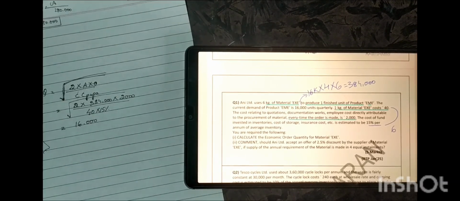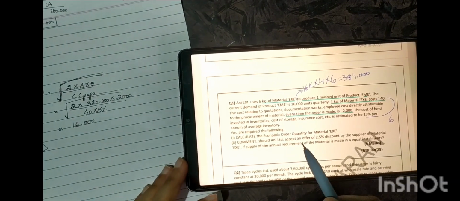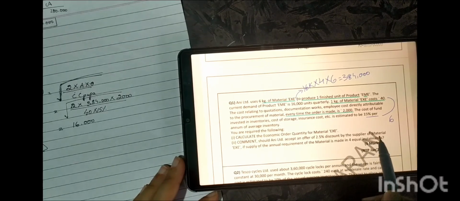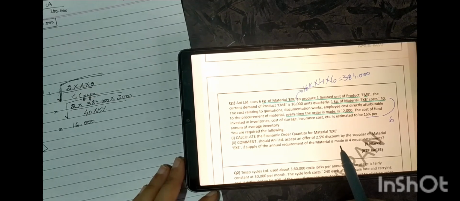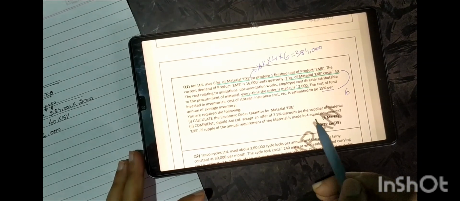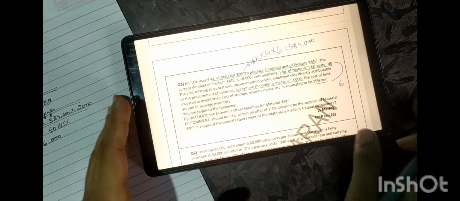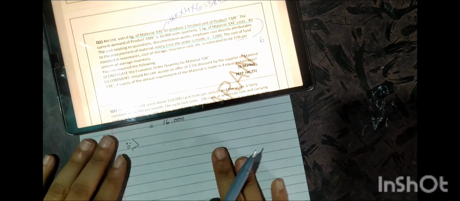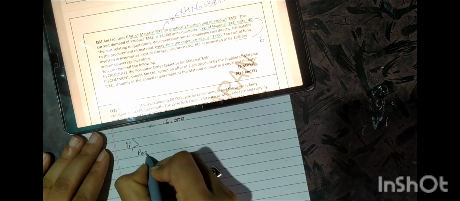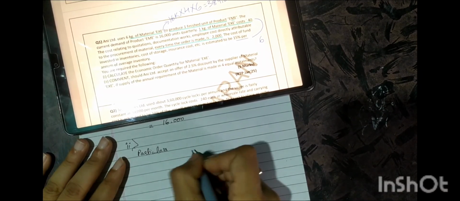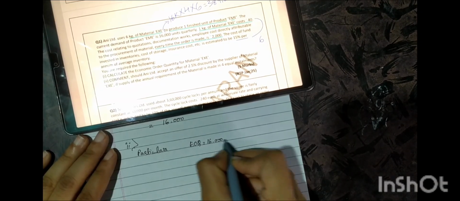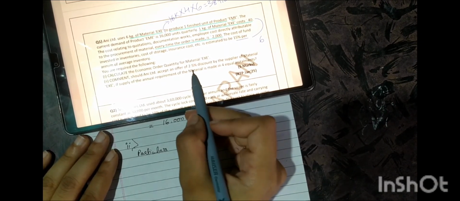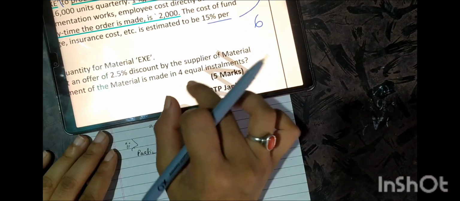And what's the second question? The second question is comment, should ANI accept an offer of 2.5% discount by the supplier of material EXE if supply of annual requirement of material is made in 4 equal installments. Okay, so now they are giving us 2.5% discount. So should we accept it or not? So let's calculate that. Okay, so particulars at EOQ, what is the ordering level? It is 16,000 units, but whereas at 2.5% discount, it is made in 4 equal installments.